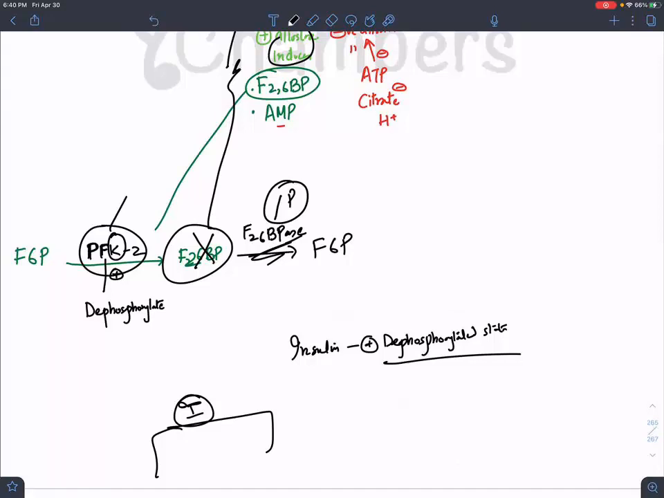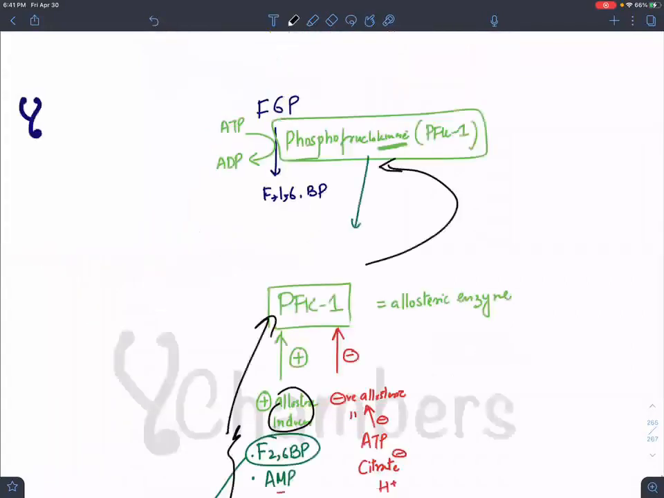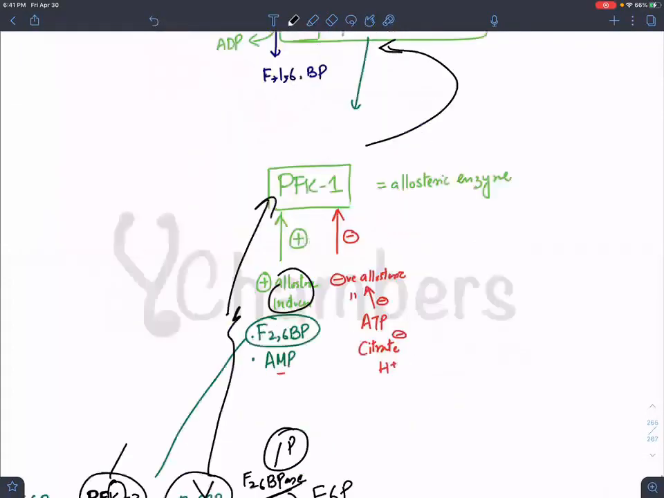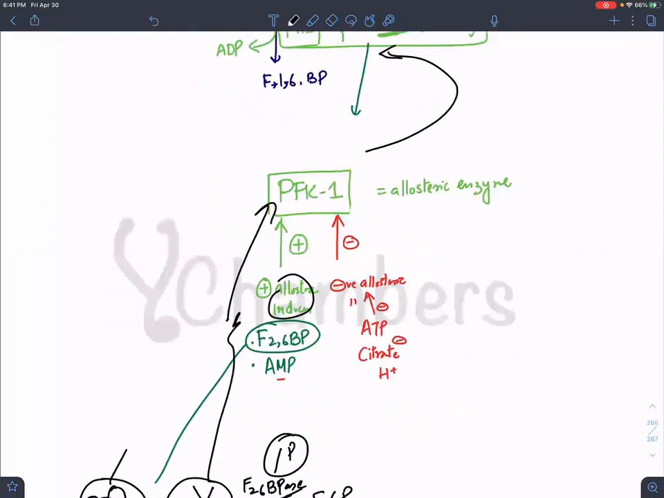That means if I am phosphorylating fructose 2,6 bisphosphatase, I will be destroying more fructose 2,6 bisphosphate. That means I will be decreasing the level of fructose 2,6 bisphosphate in the cytosol, decreasing the positive inducer, and therefore decreasing the inducer of PFK-1.